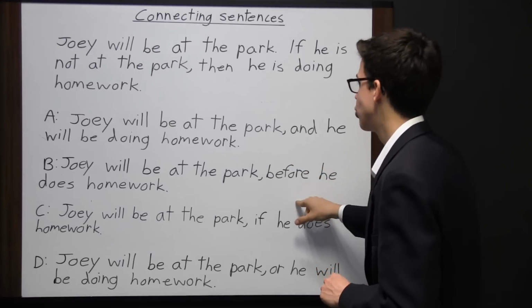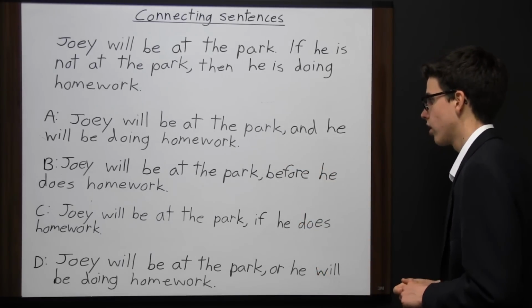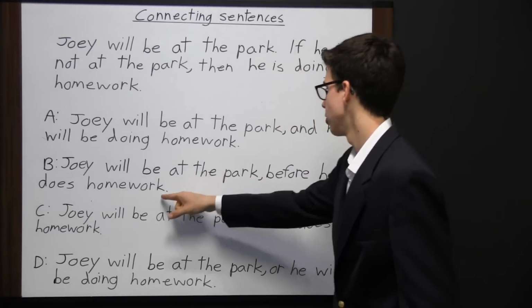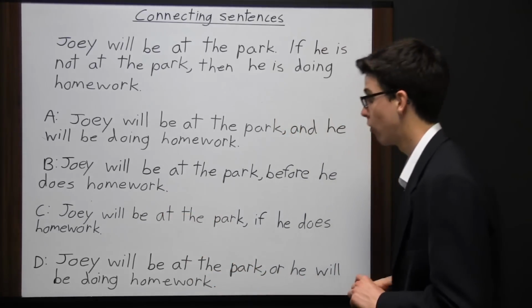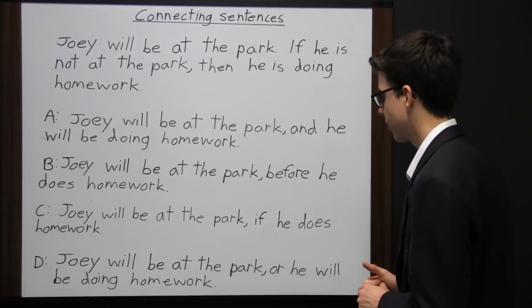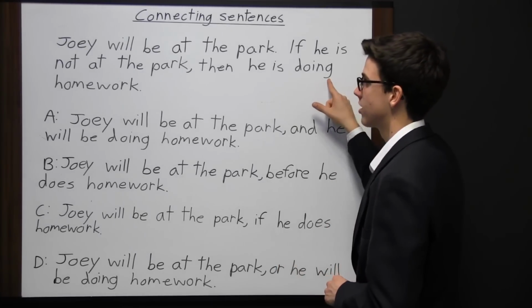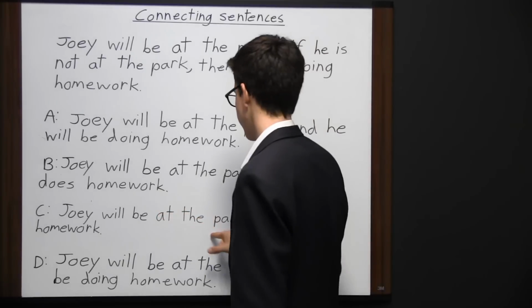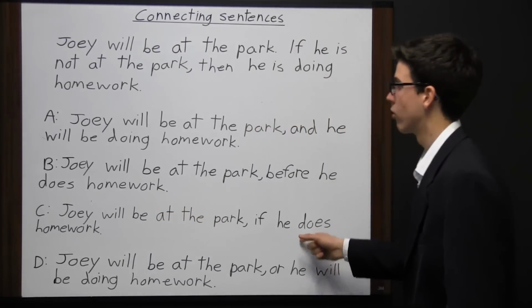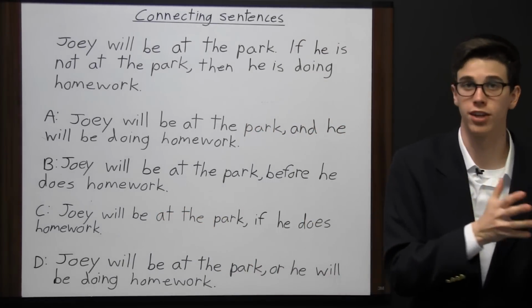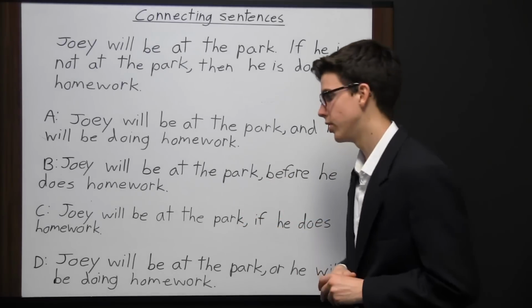We go to B. Joey will be at the park before he does homework. We don't see that either because, again, this is saying that Joey's going to go to the park and do homework, and he's just going to do one or the other. We go to C. Joey will be at the park if he does homework. No, these two sentences don't say anything about him doing both. This is saying that he will be at the park if he gets his homework done. But remember, this up here indicates that it's an either-or situation. He's either going to be at the park or he's going to be doing homework.